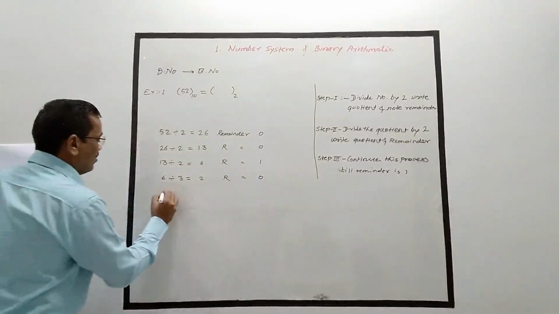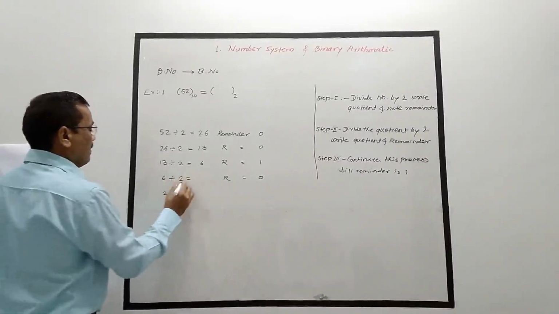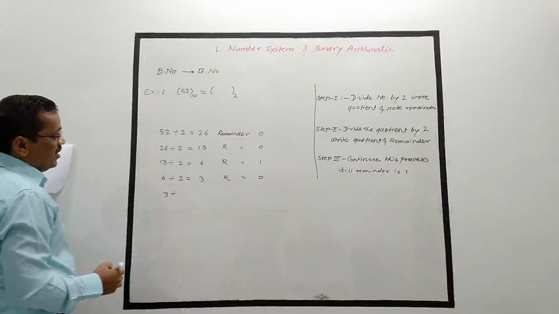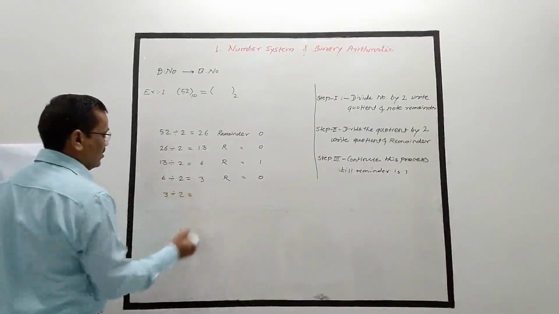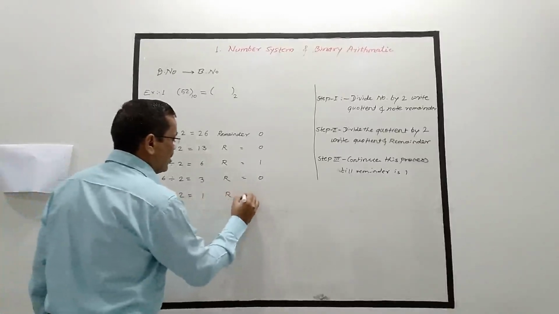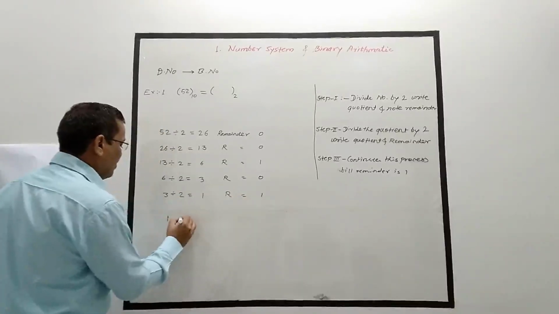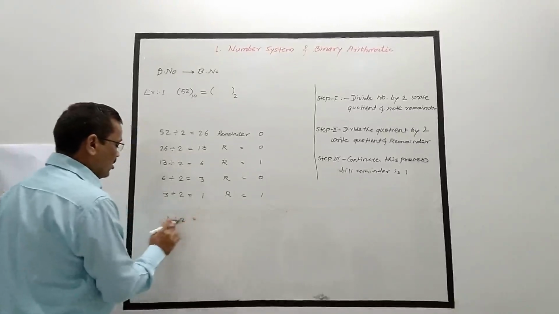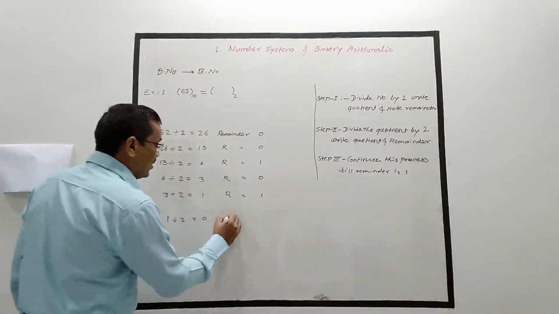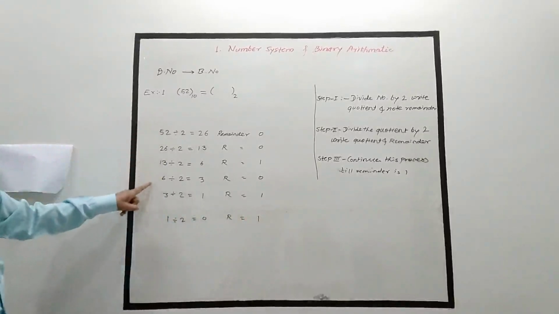Now take 3 divided by 2. Here 1 is the quotient and the remainder is equal to 1. 1 divided by 2: we can't divide 1 by 2, so the quotient is 0 and the remainder itself is 1. So 1, 2, 3, 4, 5, 6 steps are here.